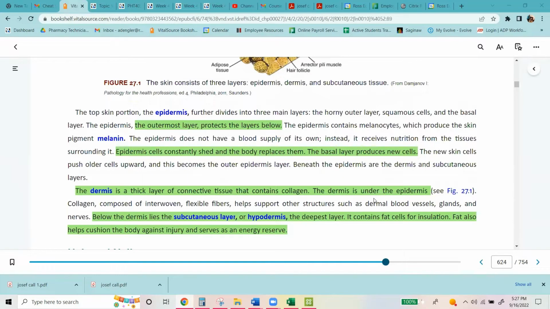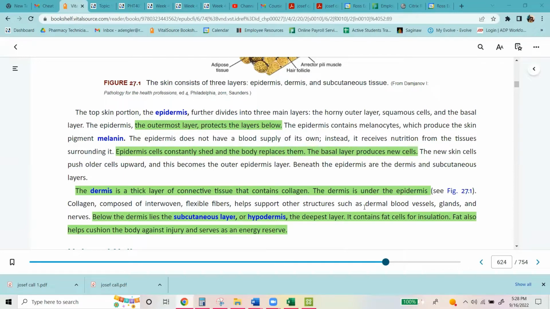The top portion, the epidermis, further divides into three main layers: the horny outer layer, squamous cells, and the basal layer. The epidermis is the outermost layer and it protects the layers below. It contains melanocytes, which produce the skin pigment melanin. The epidermis does not have a blood supply of its own. Instead, it receives nutrition from the tissue surrounding it. It constantly sheds and replaces epidermis cells. The basal layer produces new cells. The new skin cells push older cells upward, and this becomes the outer epidermis layer.